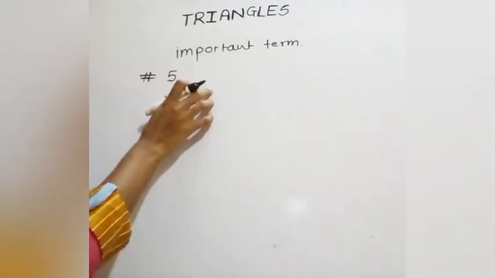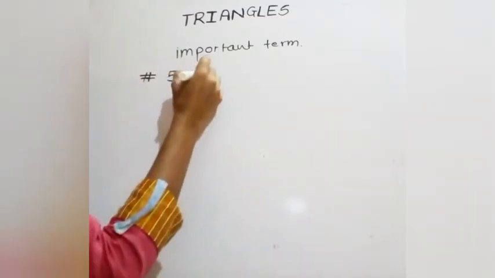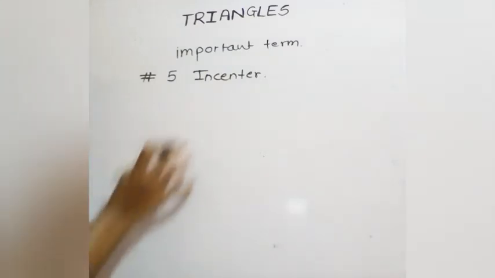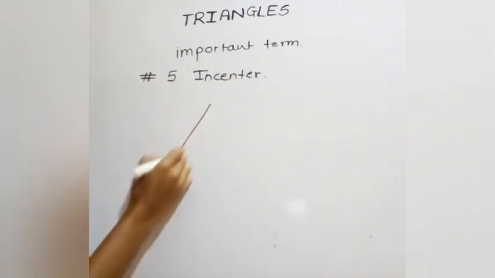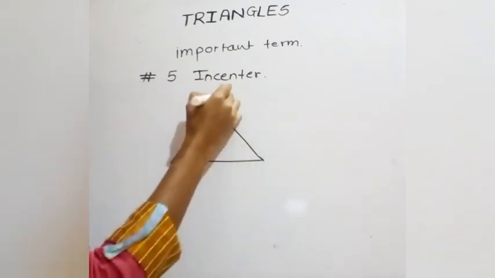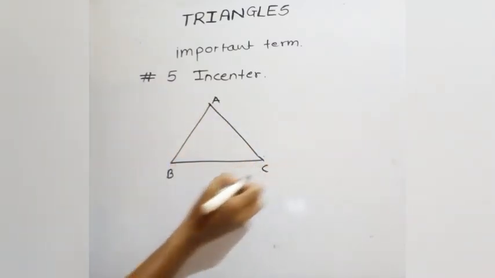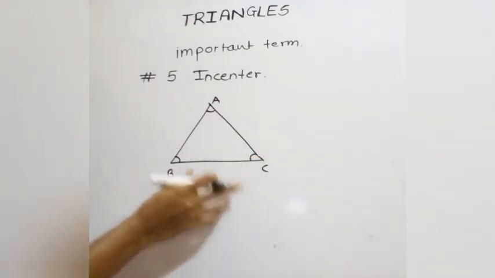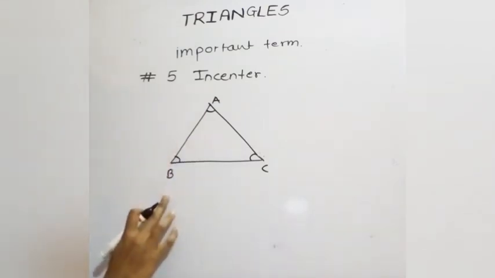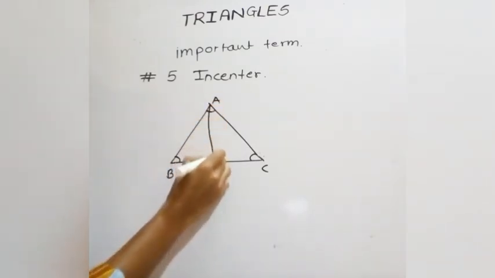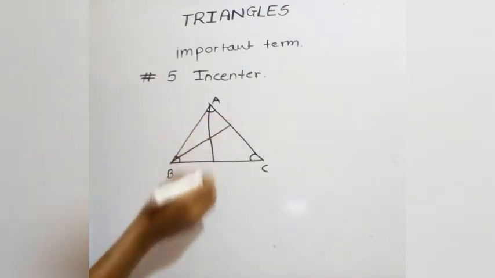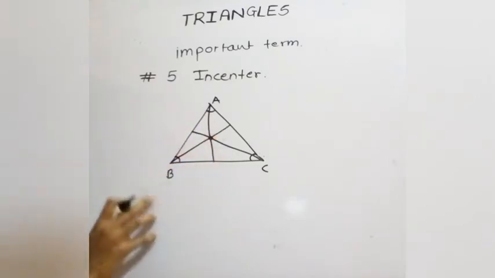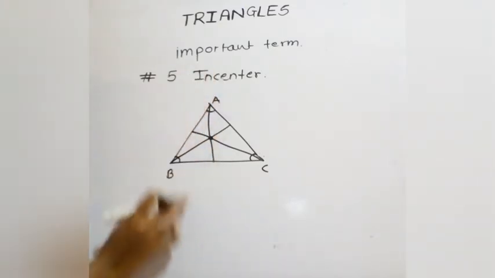The fifth important term related to triangle is incenter. Let's understand what is incenter. If we talk about incenter, let's say we are having a triangle ABC. There are three angles to every triangle. So if we draw a bisector of each angle, let's say this is the bisector of angle A, this is the bisector of angle B, and this is the bisector of angle C, then the intersection of all these angle bisectors is called the incenter.